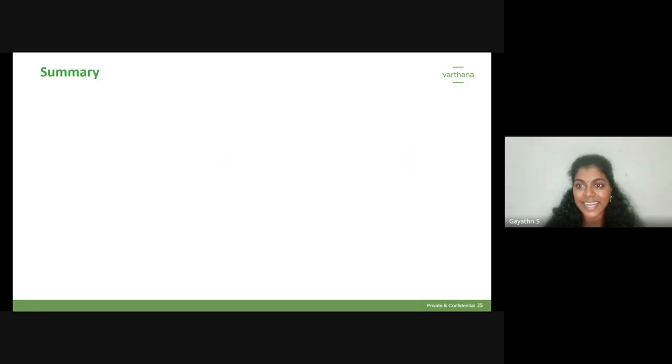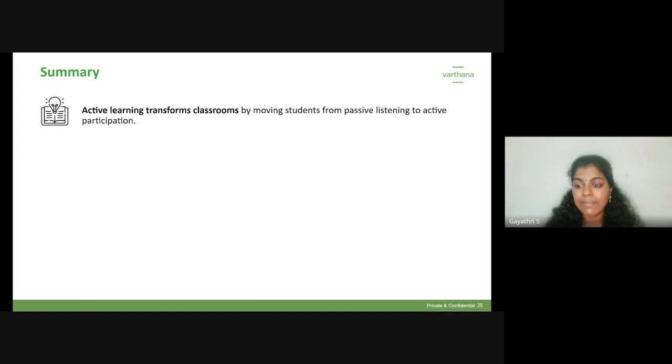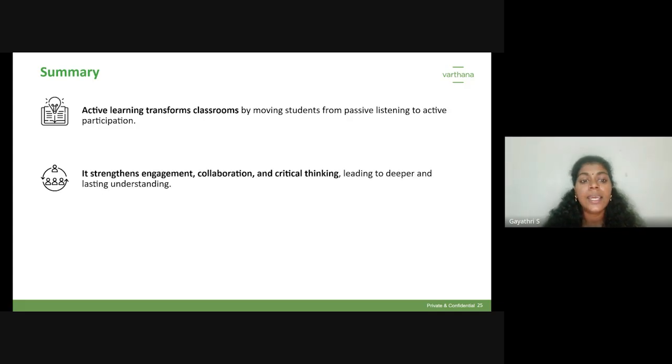We'll summarize this entire session. So what is active learning? It's transforming a classroom from passive listening to active participation. Basically, that's the major transformation we will be seeing. Second, it strengthens collaboration, critical thinking, deeper understanding, and long-lasting memory. This is very crucial for kids in today's world, because once they come out of school and college, these are the essential skills they need to perform better.